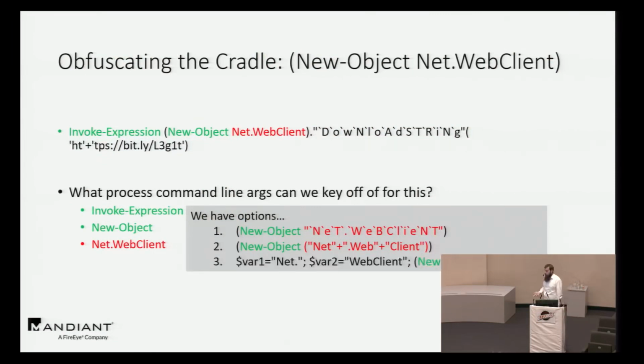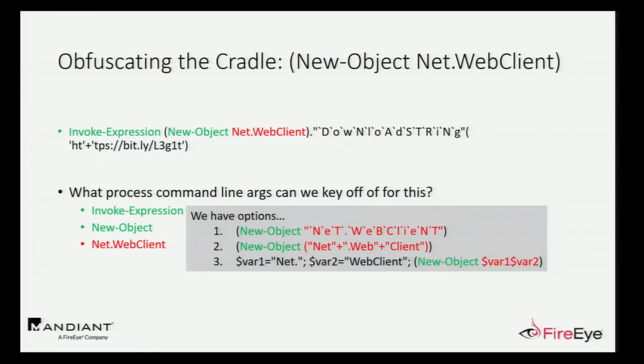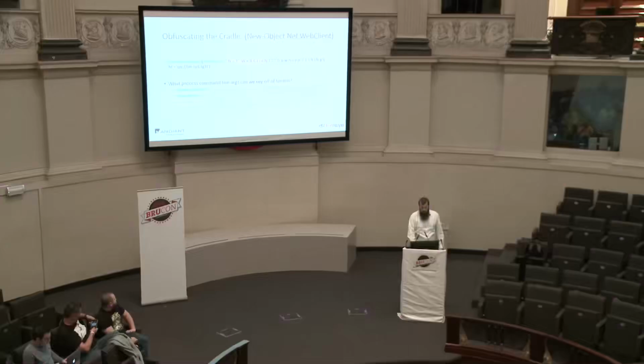We can also chop it up into however many little variables we want elsewhere in the command and then piece it together. And again, if you're removing special characters, you're never going to see net.webClient anywhere in here because of the way that we've chopped it up. So we'll just go with the first option here. Keep it simple. So new object.